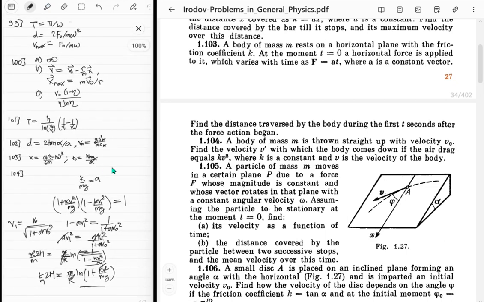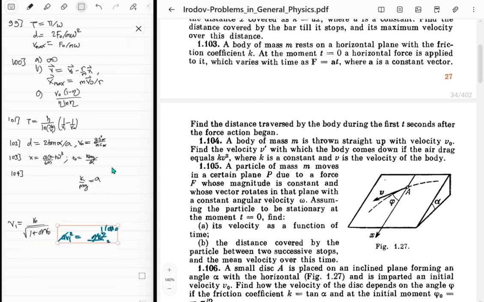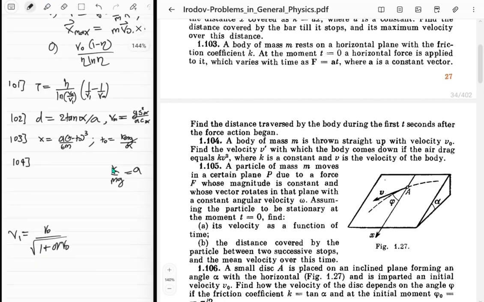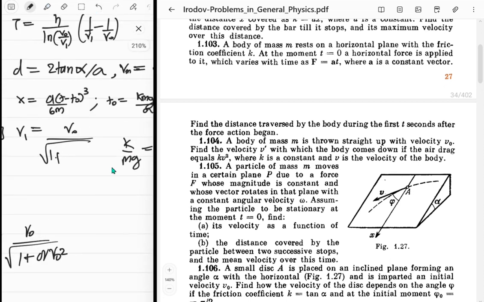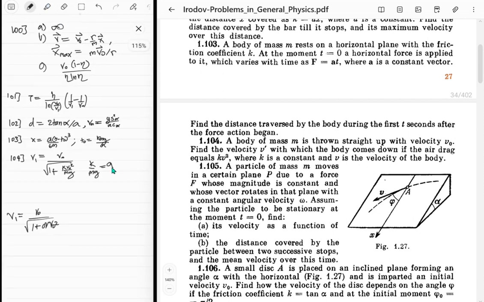This is perfect. So cancel all of this. Just v1 is equal to v naught upon square root of 1 plus. So what's a, by the way? It's just this thing. Just put that in there. So 1 plus k v naught squared upon mg. That should do it. Okay, next question.